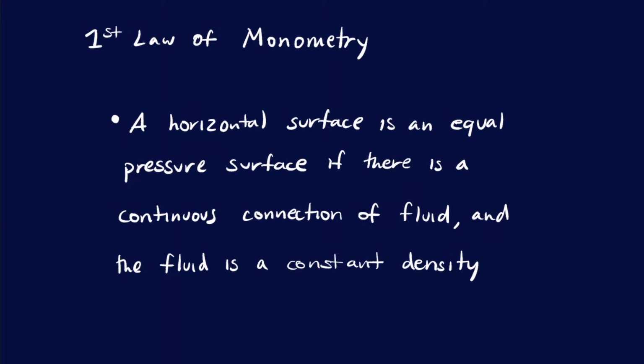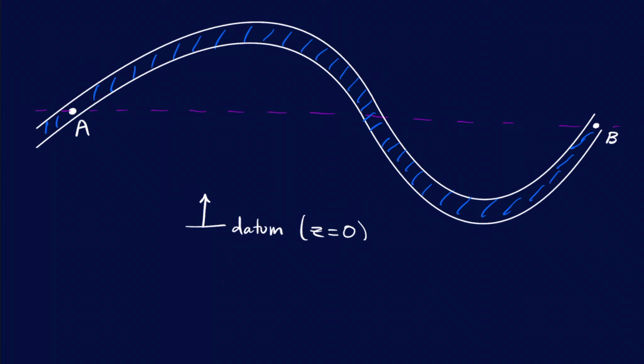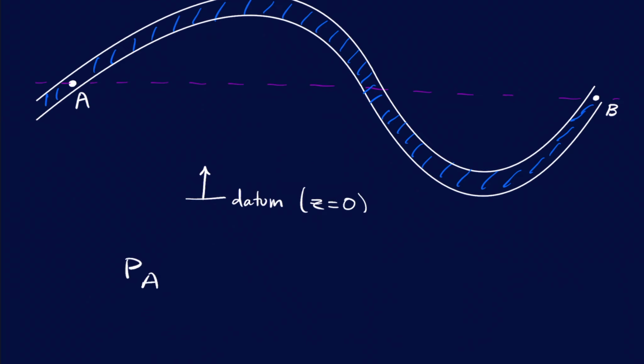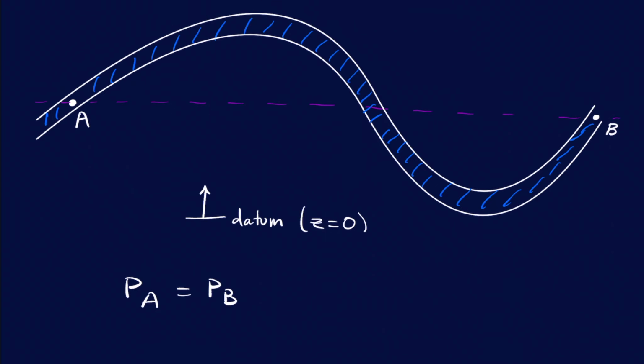So the first law of manometry says that a horizontal surface is an equal pressure surface if there is a continuous connection of fluid, and the fluid is a constant density. So if, let's say we have this really weird looking container of water right here. Since this fluid has a constant density, this water inside the tube, the pressure at point A is actually going to equal the pressure at point B because they both have the same height.